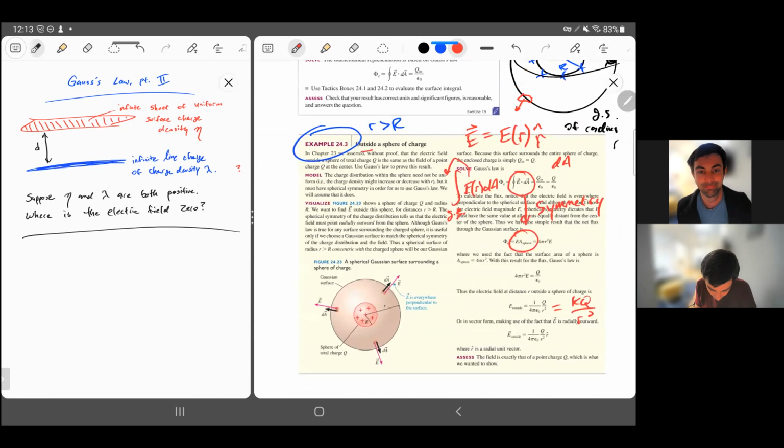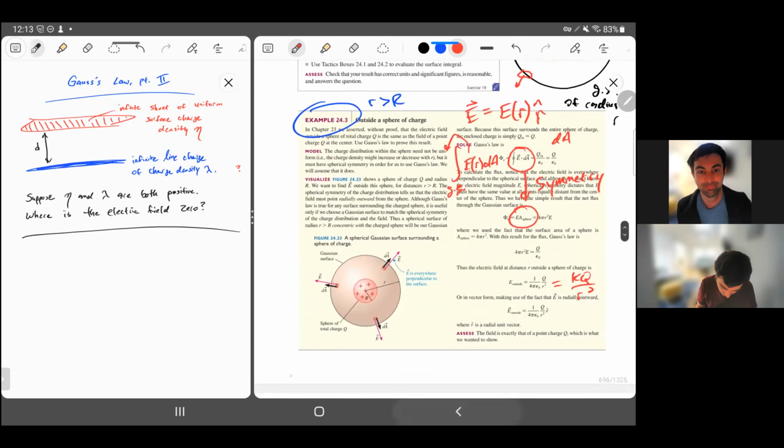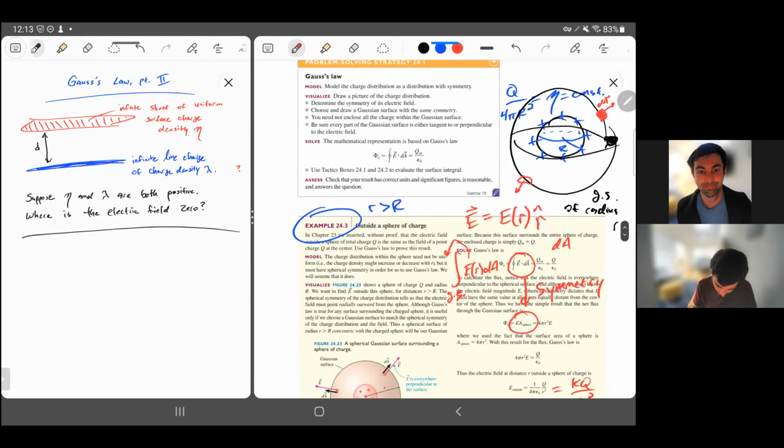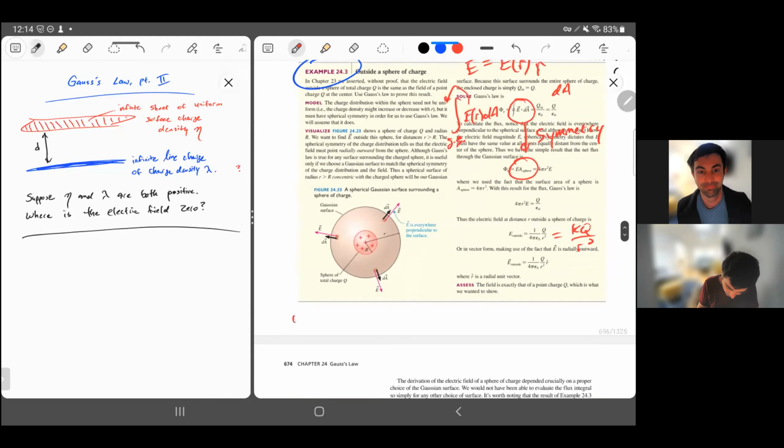so this is outside a sphere of charge. If it was inside a shell of charge, you would get 0. So let me put, this result is actually important. Inside a spherical shell of charge, the electric field is 0. So outside it acts like a point charge, inside it has no overall electric field.